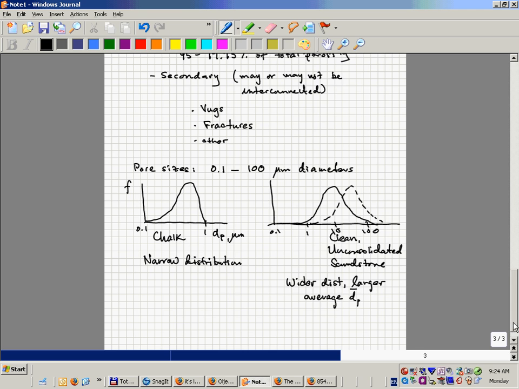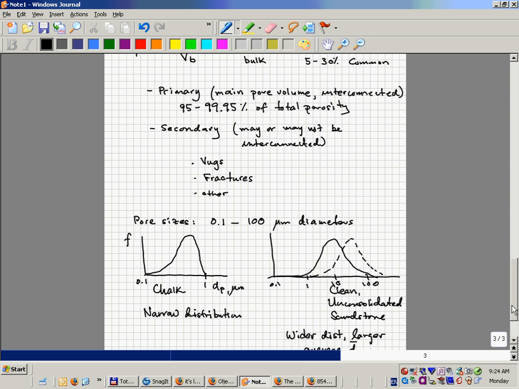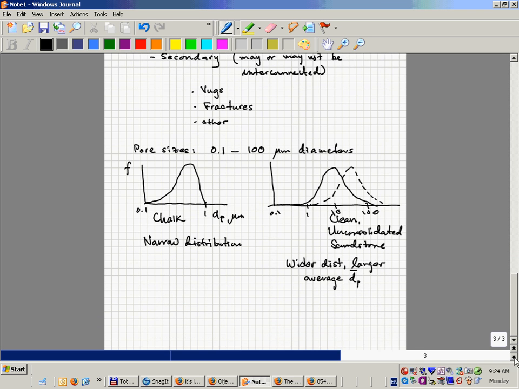So that pretty much covers the porosity term. When it comes to measurement of porosity, there are different kinds of what we call electric logs. Did anybody talk to you about electric logging or logging?